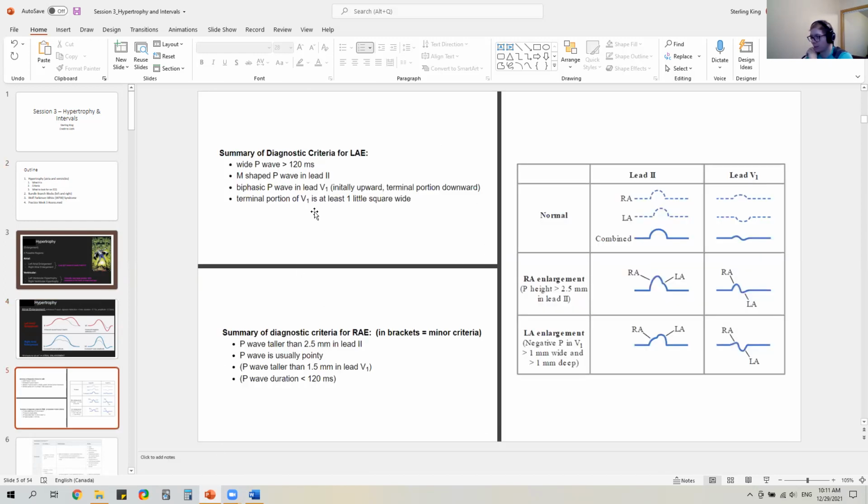So this is from Lily's, and you can see here, this would be looking at lead 2. The right atrium gets bigger. And in the left atrium, it would also look bigger in lead 2. So it's not quite as helpful, but you could see it there. And you're looking for that P height being greater than 2.5 millimeters, so like 2.5 little boxes. Versus in lead V1, if it's right atrial enlargement, it usually looks pointy. And if it's a left atrial enlargement, it actually looks inverted. So left atrial enlargement is usually quite easy to pick out.